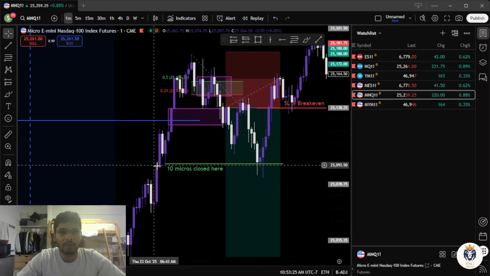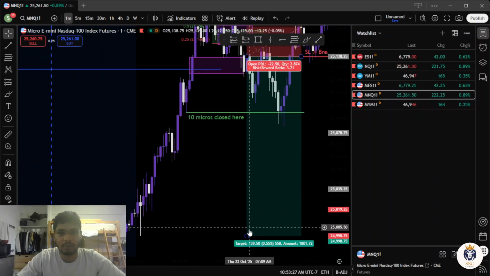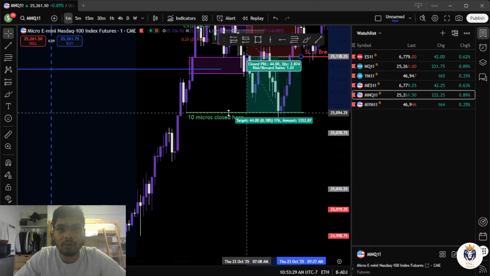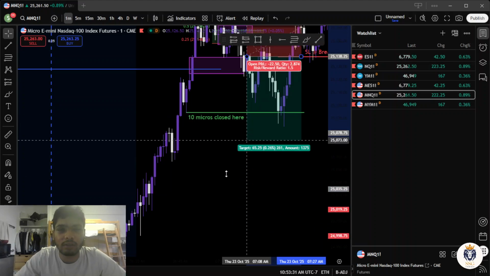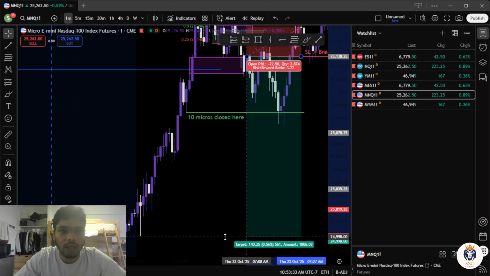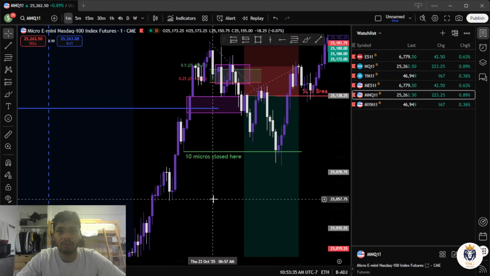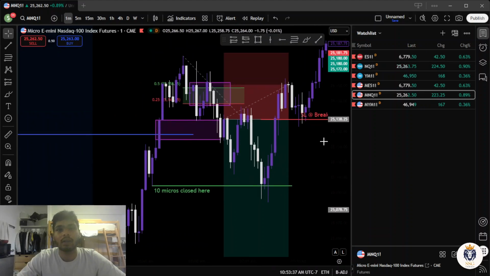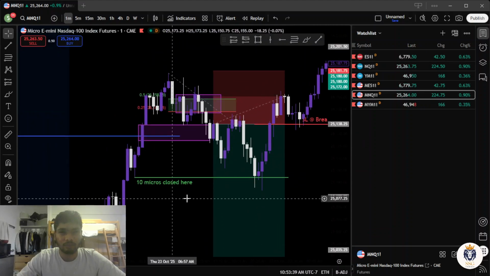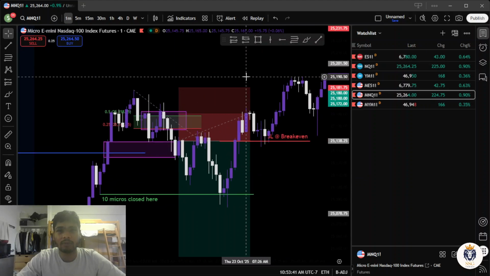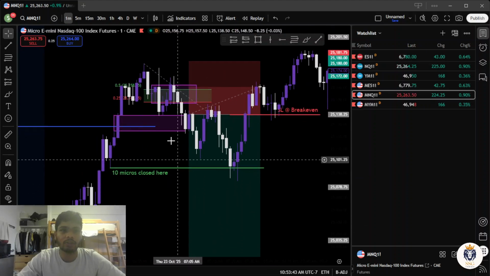And this was my first partial TP. My first TP was basically a 1-to-1. I wish it had been a full TP, it would have been a 1-to-3. That would be beautiful. But anyways, we got our first TP, so I moved stop loss to break even and closed 10 micros.